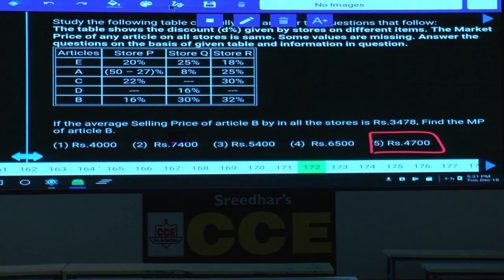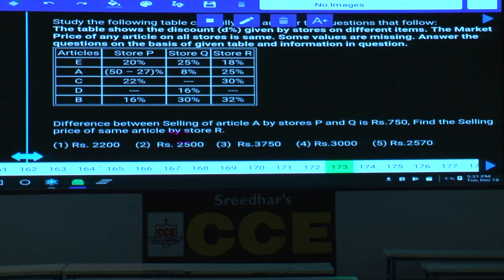Got it? Next, 173. Difference between selling price of A by P and Q is 750. See, you already know that selling price difference and discount difference both will be same. We have just discussed it. How much is that? 750. Find the selling price of the same article by store R. Which article? Article A. And R is giving what percent discount?